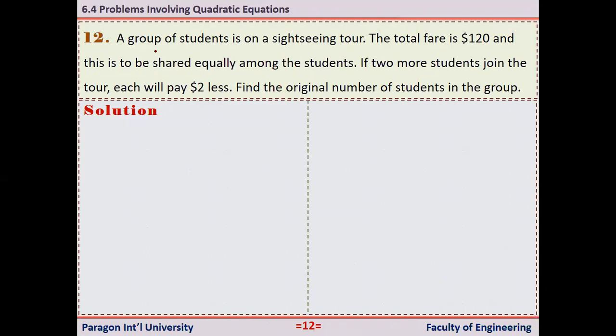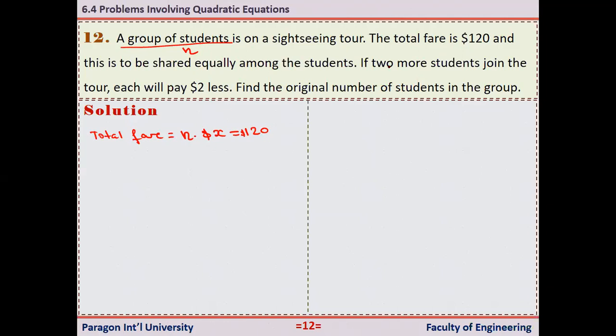All right, so a group of students. How many people are on the tour? We don't know. Let's say this is N. The total fare is $120. Let's say each person pays X dollars. The total fare will be the number of students, N, times X dollars each, and the total fare is $120.